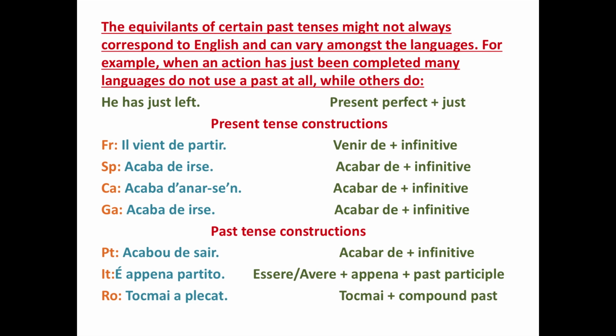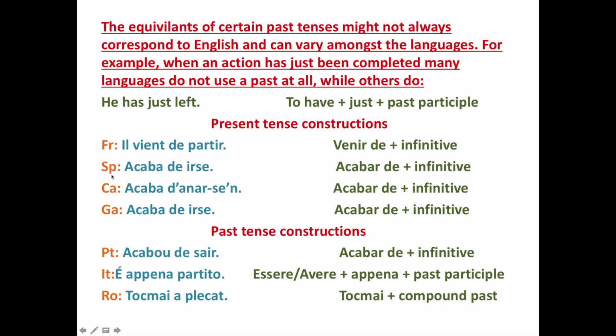The equivalent of certain past tenses might not always correspond to English and can vary amongst the languages. For example, when an action has just been completed, many languages do not use a past tense at all, while others do. In English, we use the present perfect plus just. So we would have to have, plus just, and the past participle. So he has just left.